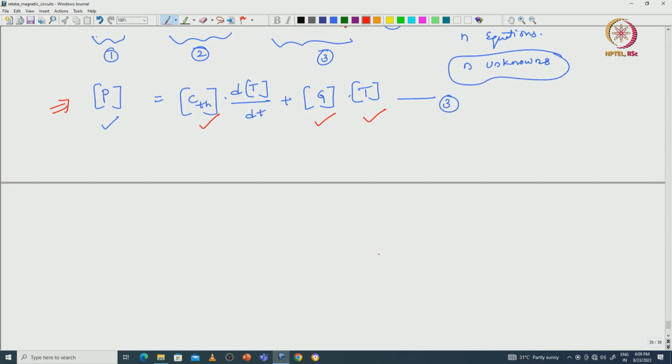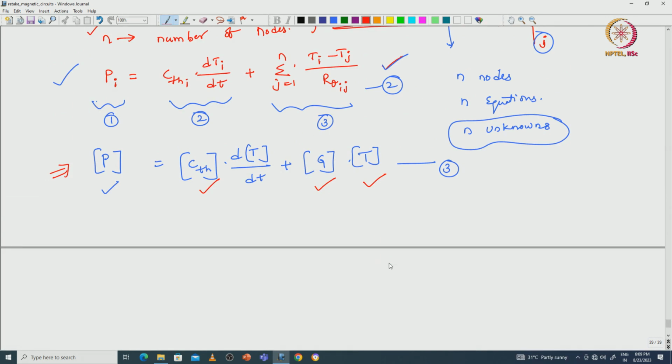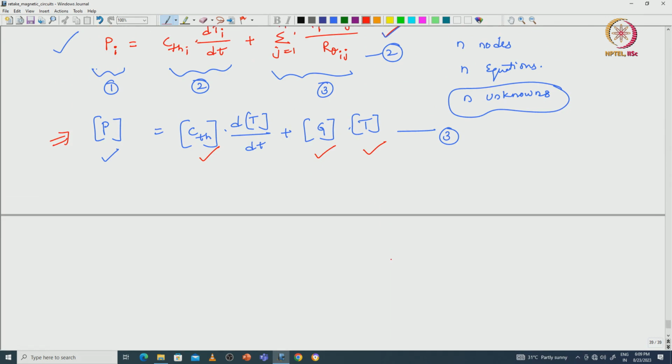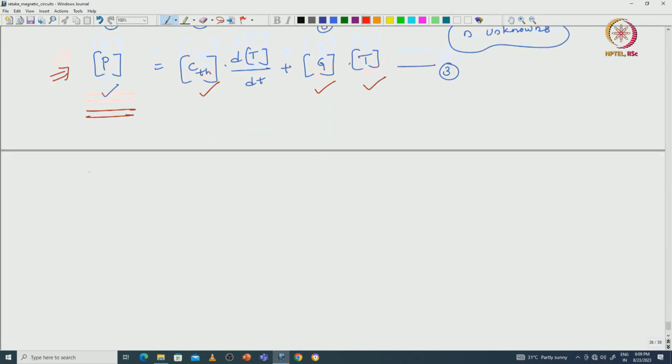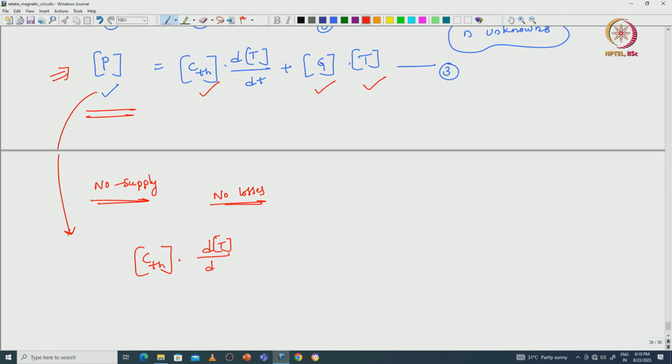And realizing the thermal network or thermal equations with respect to all three-dimensional heat flow is a difficult task. So first we will analyze with respect to one-dimensional heat flow. Under steady standstill condition there is no supply. Under no supply condition there is no loss in the system. That means in the above equation there is no power loss matrix. Directly we can write Cth into the change in temperature matrix is equal to minus the conductance matrix into temperature. So this is the equation for the no supply condition, where no supply is given to the machine and there are no losses inside the machine, such that there is no heat generation.